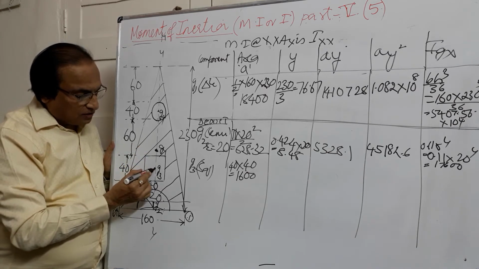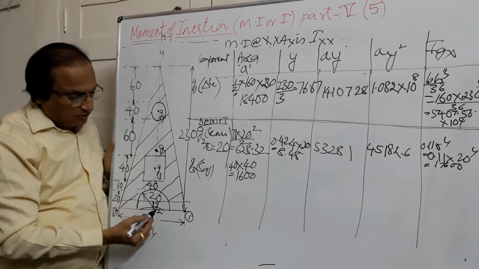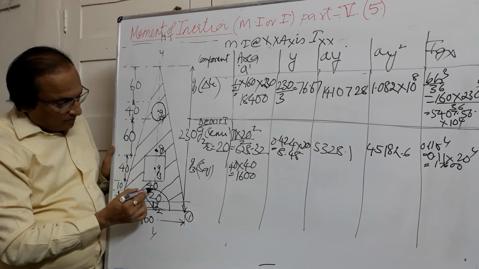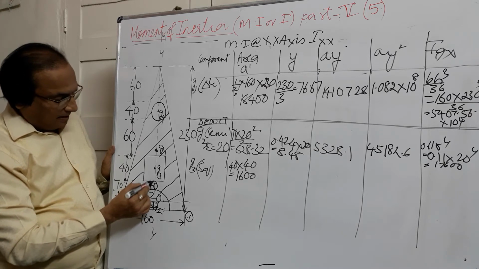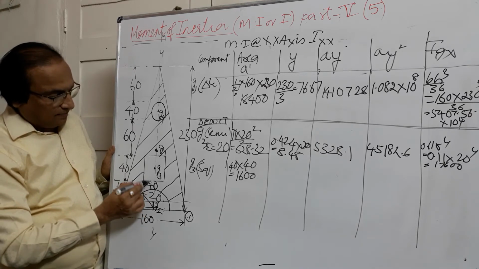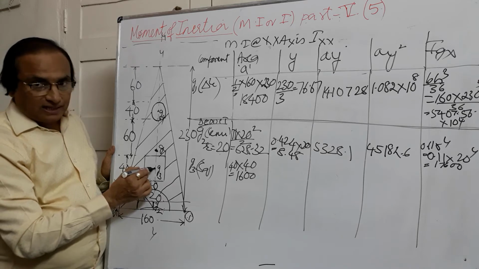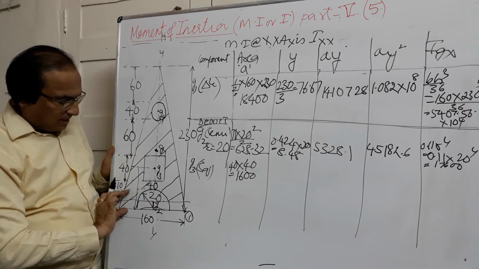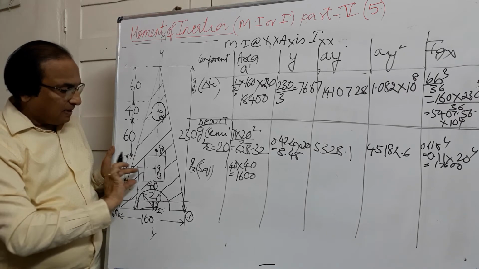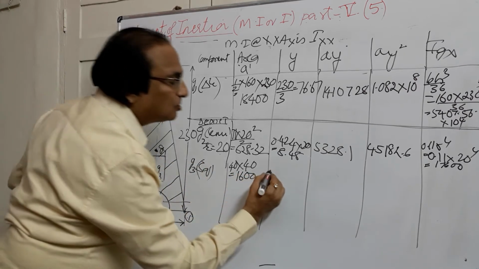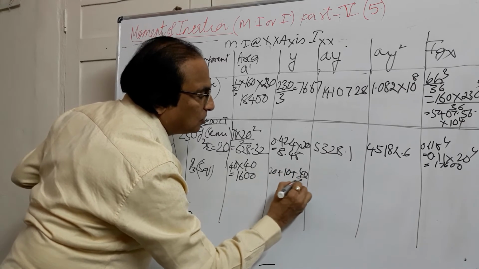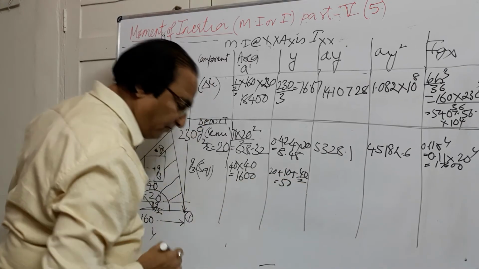But I want the distance from 1-1. So what will be the distance from 1-1? This will be 20 plus 10 plus 20, half of this. So I need this distance: 20 plus 10 plus half, that is 20. So 20 plus 10 plus 40 by 2. So this will be equal to 50.